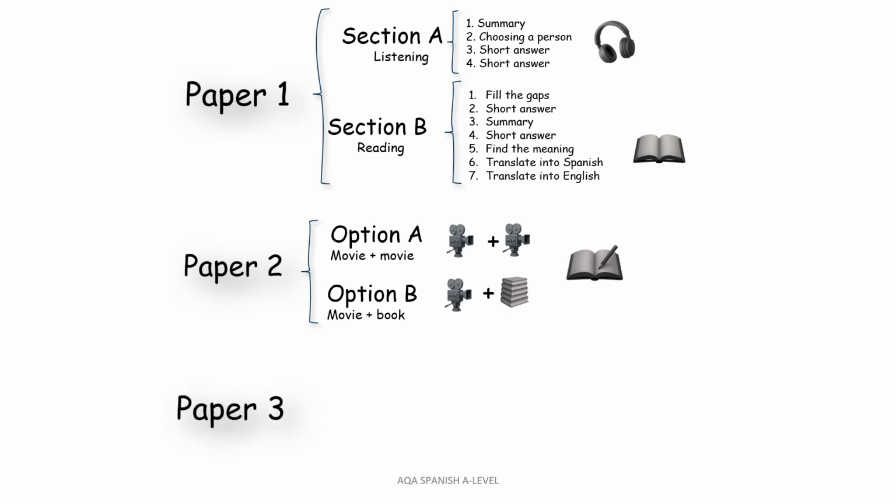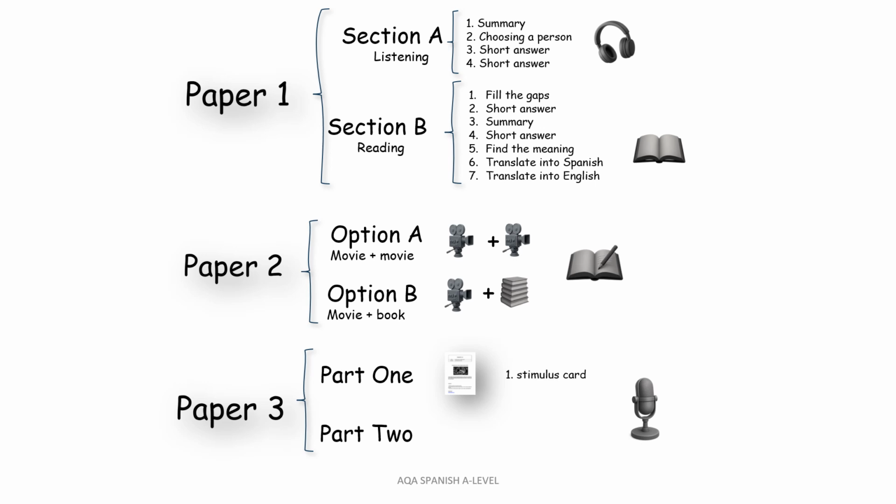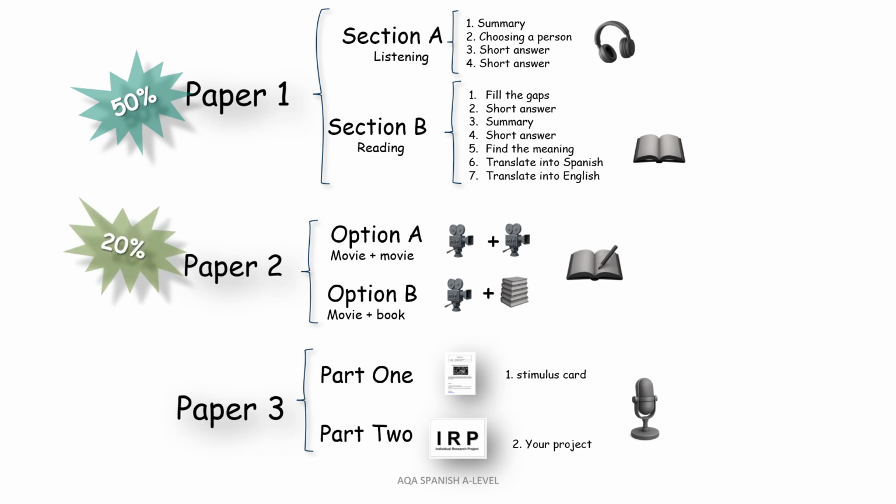And finally, paper 3, speaking. Speaking has two parts, part 1, part 2. Part 1 is speaking about your stimulus card, and part 2 is delivering your IRP. Remember that paper 1 makes up half of your overall mark. Paper 2 counts for 20% of your mark, and paper 3 worth 30% of your mark.